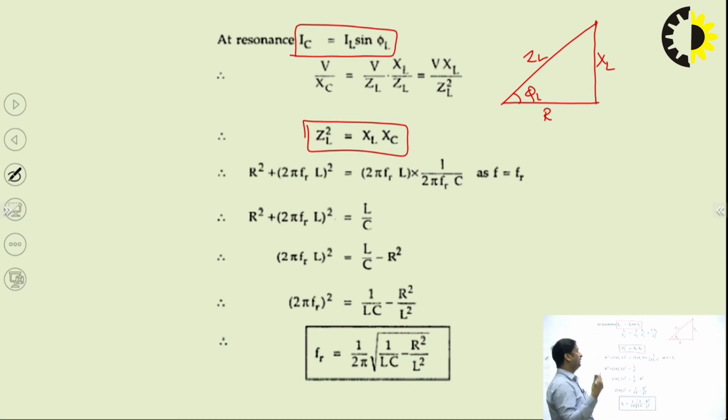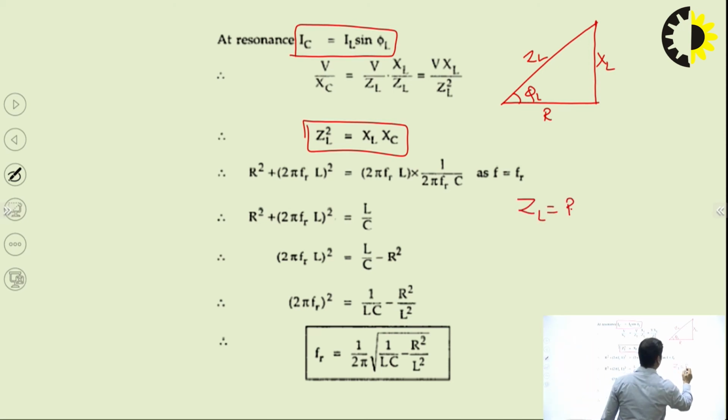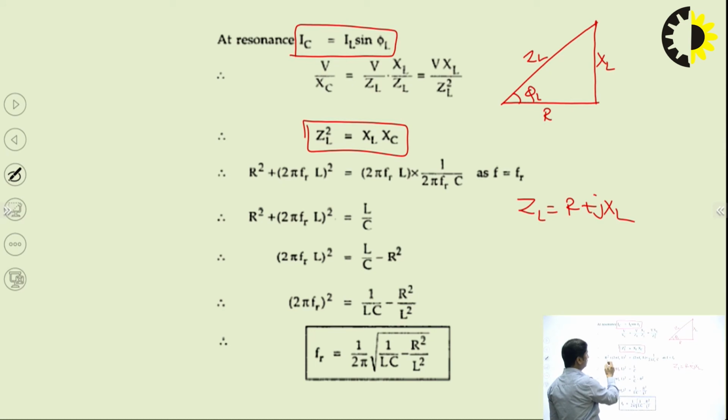So if we expand this, ZL is equal to R plus jXL. This is the impedance of the inductive coil actually. So if we expand it, R square plus (2 pi F L) square, where XL is equal to omega L, and omega is 2 pi F, into 1 upon omega C. Simply we are substituting this value, and if we solve it, we will get this expression.